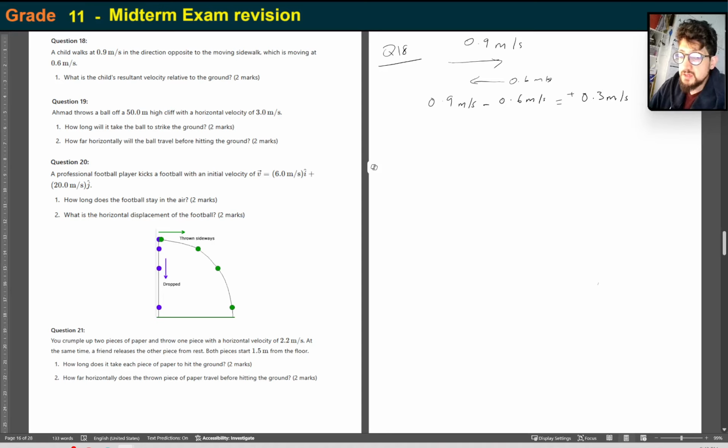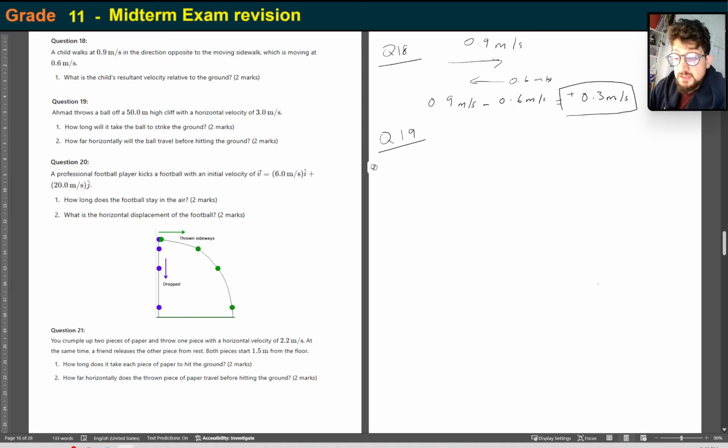The child is walking at 0.9 meters per second in a direction opposite to the moving sidewalk. So we don't know what the direction is, whether it's right, left, north, south, or whatever. But this way we can just say they're moving in the same direction they were going. They were just going at 0.3 meters per second positively. Okay, so the positive becomes the direction in a way.